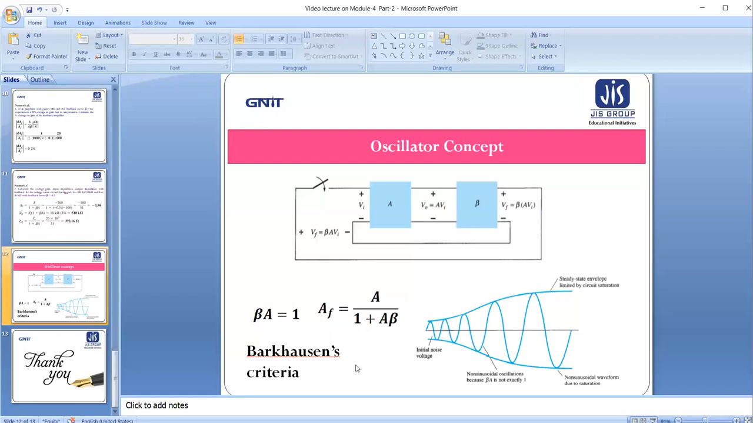So either we can keep beta A equal to 1, or we can keep beta A greater than 1, or we can keep beta A equal to 1 with a 180 degree phase shift. But practically, we keep beta A slightly greater than 1, so that it gets some energy to trigger, and then it will continuously produce a sustained oscillation. So this is the oscillator.